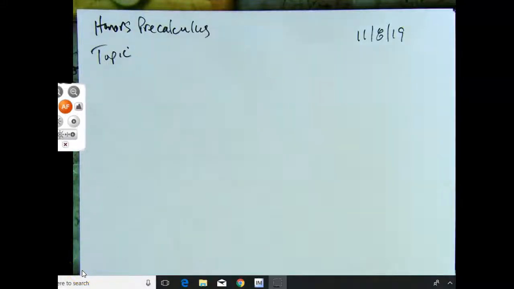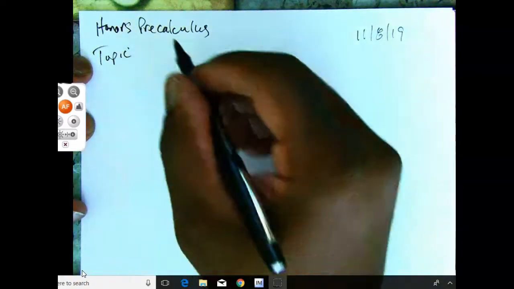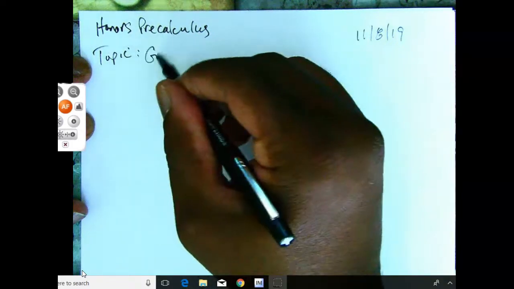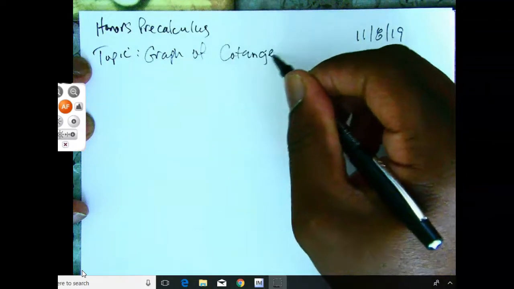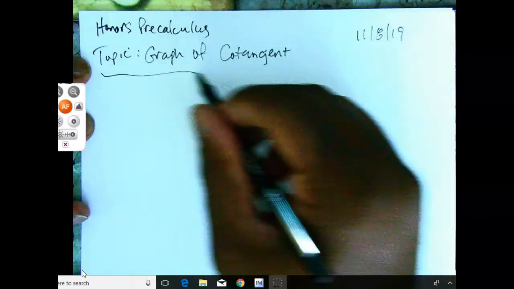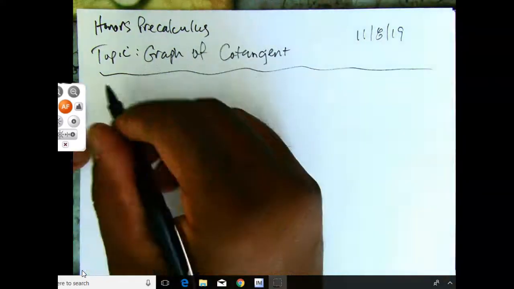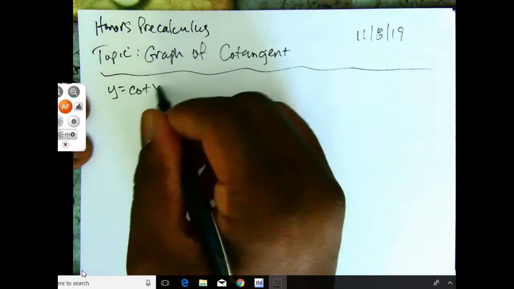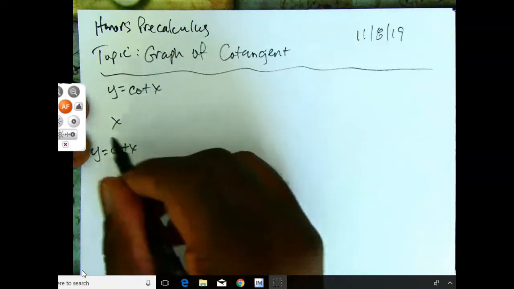Okay, class. Today we're going to finish up graphing our cotangent, and you'll see that it's similar to the graphing of the tangent. So we're going to start off just like we did with sine, cosine, and tangent by generating an xy table. So if we have y is equal to cotangent of x, xy is cotangent of x.